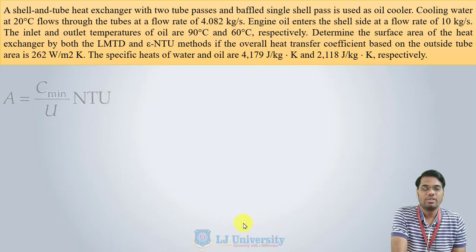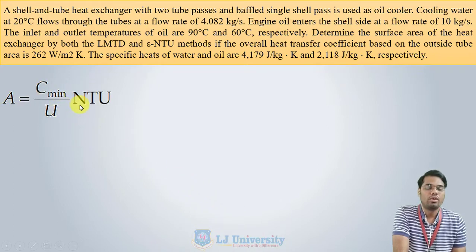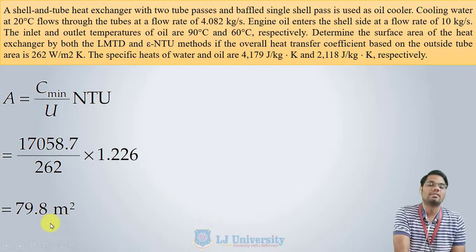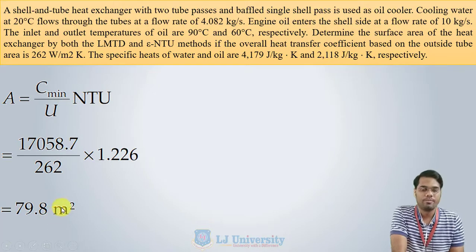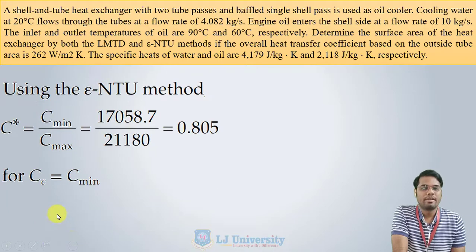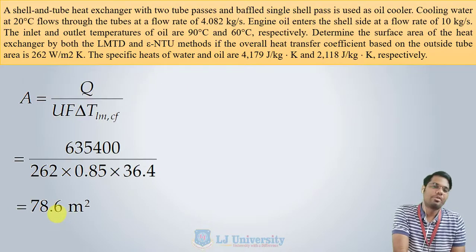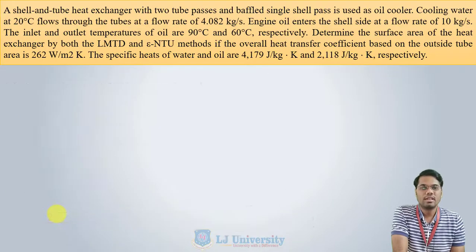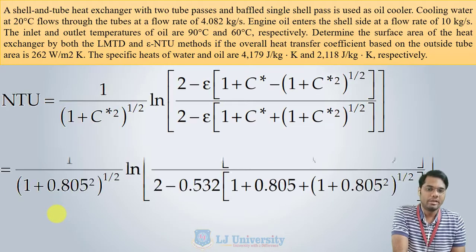Now we know that NTU is equal to UA by C minimum, so A is equal to C minimum by U into NTU. We know all the values of C minimum, U and NTU. So by putting the values in this equation, we get area as 79.8 meters square. So by NTU method, the area is 79.8 meters square. By LMTD method, the area is 78.6 meters square. Nearly both are the same. So this is the numerical which is based on the NTU method.